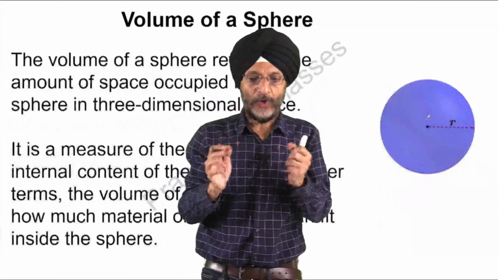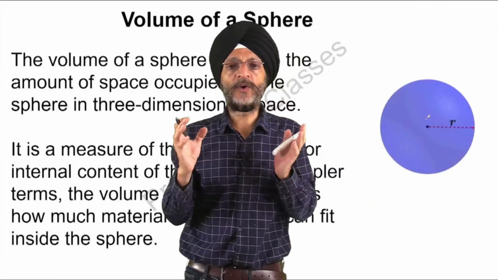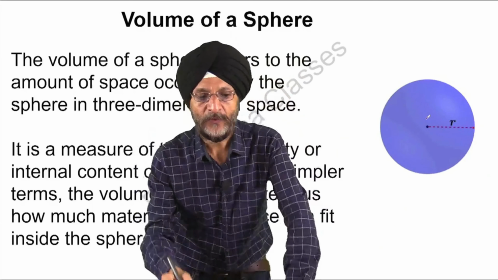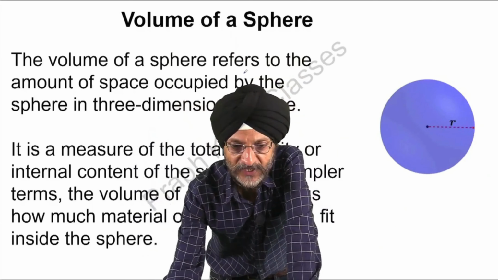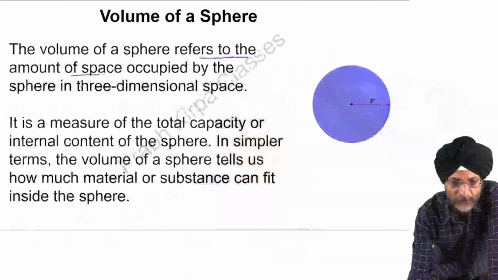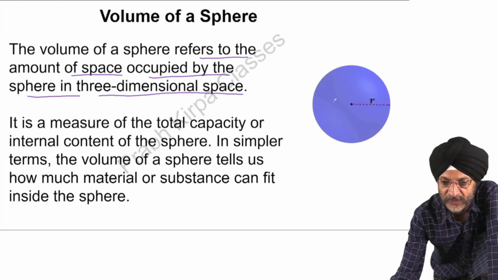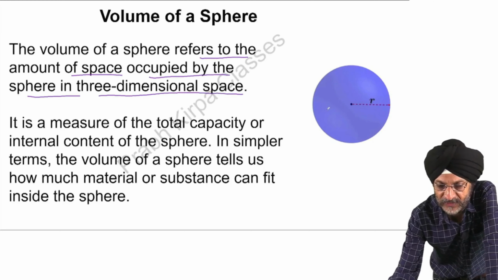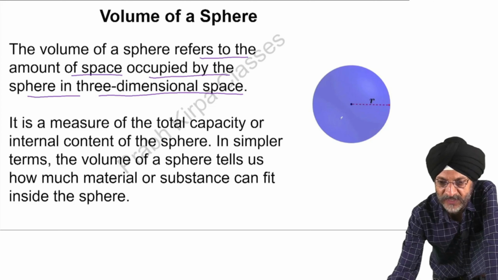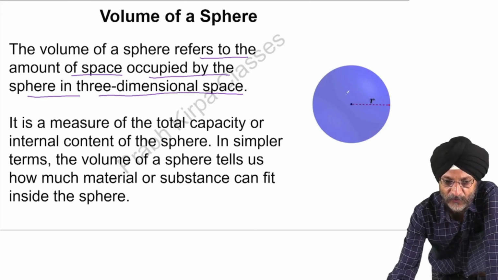Now, volume of sphere. What is the meaning of volume of sphere? Volume of a sphere refers to the amount of space occupied by the sphere in three-dimensional space. In other words, this space which is occupied by the sphere is known as volume.